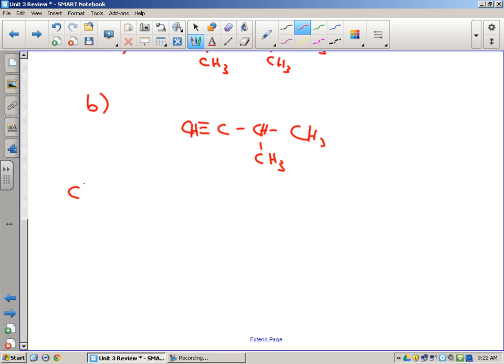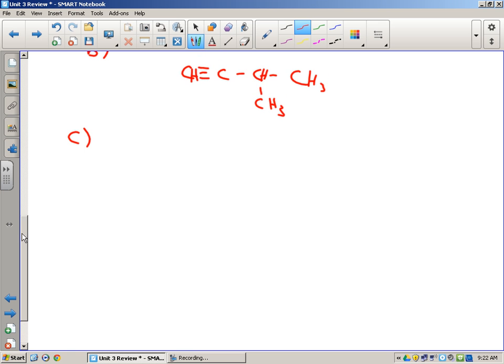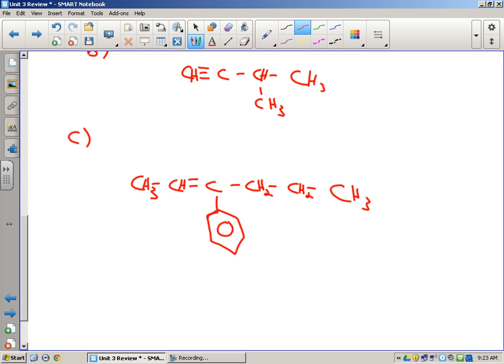3-phenylhex-2-ene. 3-phenylhex-2-ene. Hex-2-ene. Let's see. 1, 2, 3, 4, 5, 6. 2-ene, double bond. 3-phenyl. So phenyl, of course, is your benzene ring add-on here, like so. 3-phenyl, and we'll do 3 here. That needs 1. 1, 2, 3, 4. That's good. That needs 1, 2. That needs 2, and that needs 3. All right. So there's some drawings there.